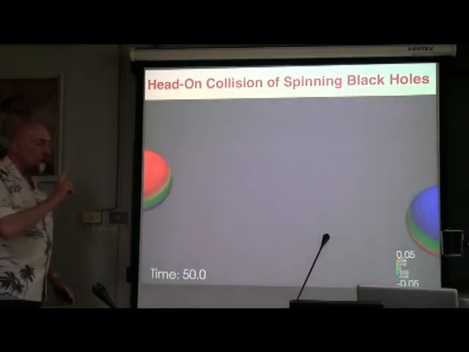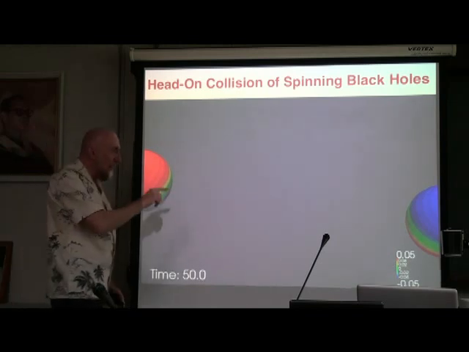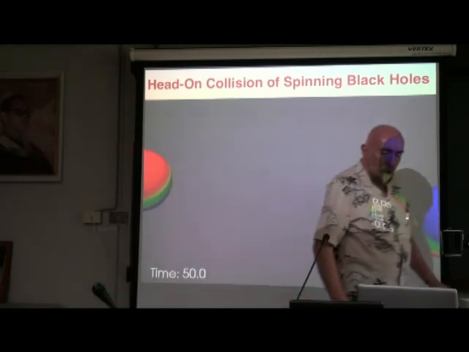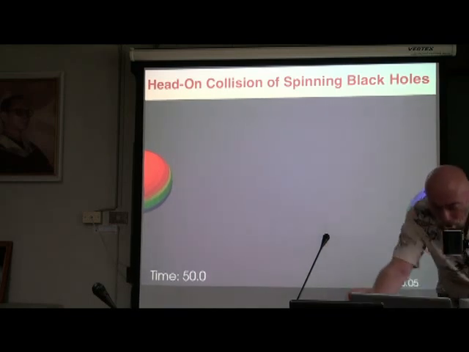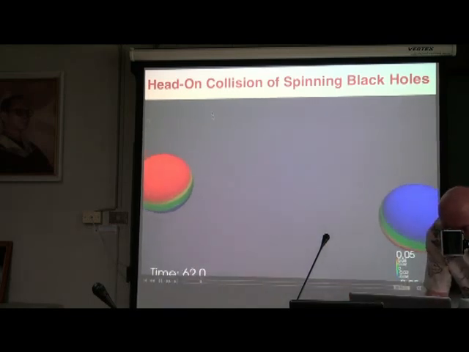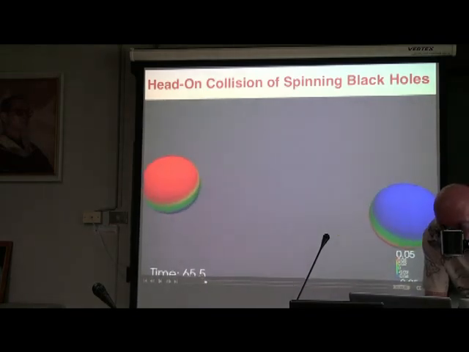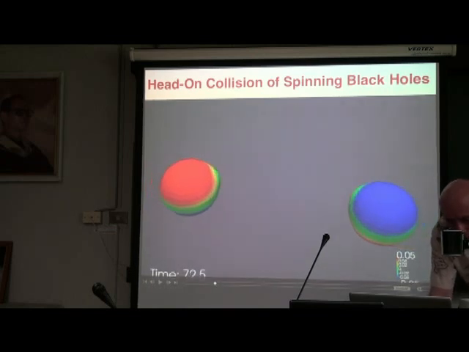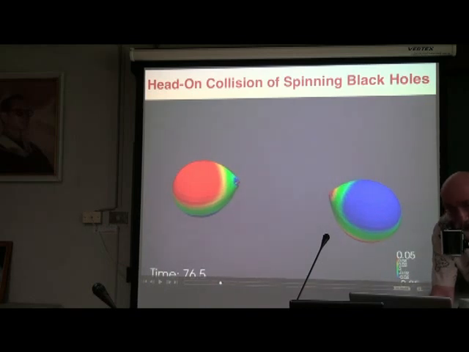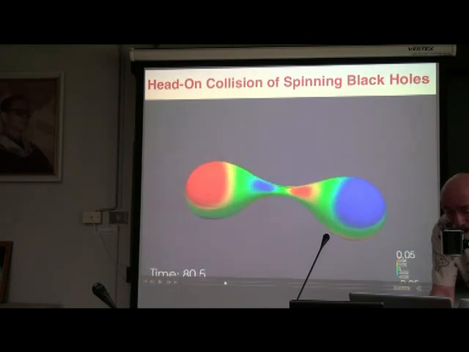So I'm now going to show you the entire movie of what happens in this collision. I'm going to walk through it. So the first thing is the black holes raise tides on each other. Each one is pulling on the other, and the horizons develop pointed ends pointing toward each other, and then they merge.